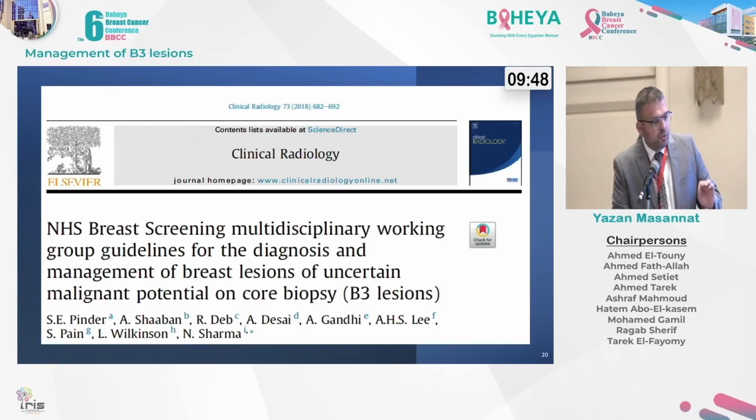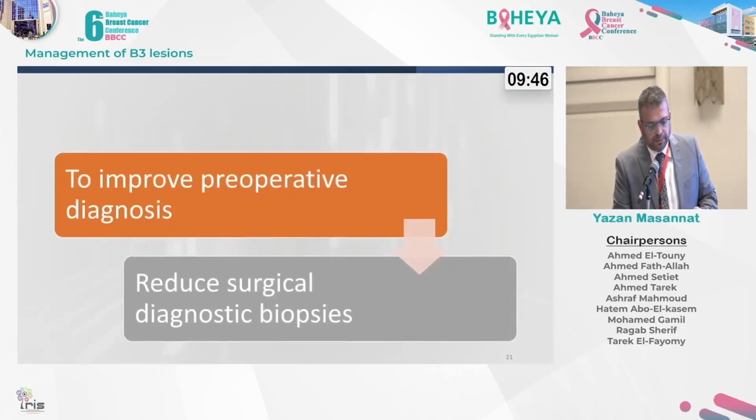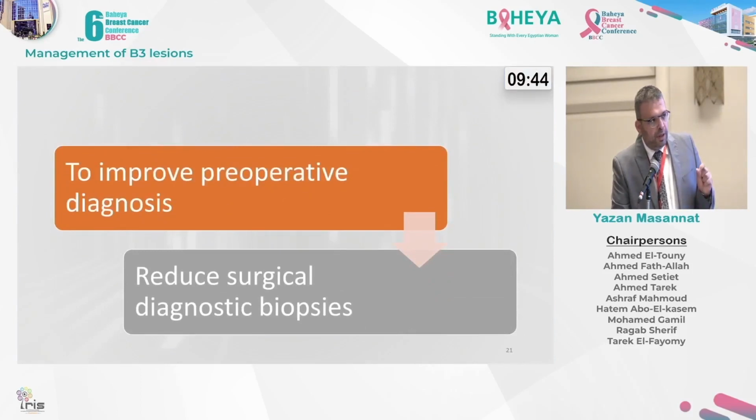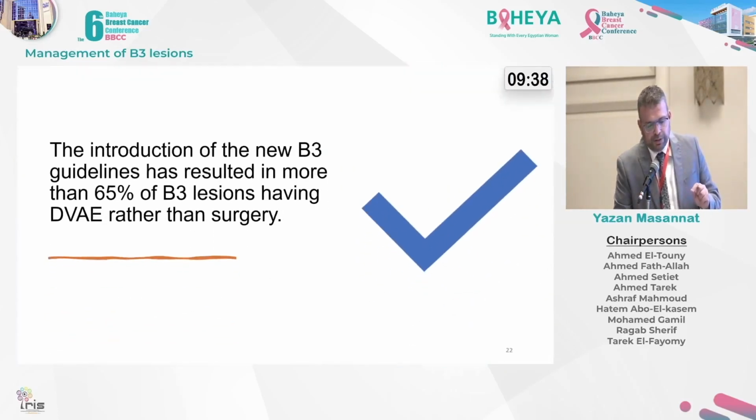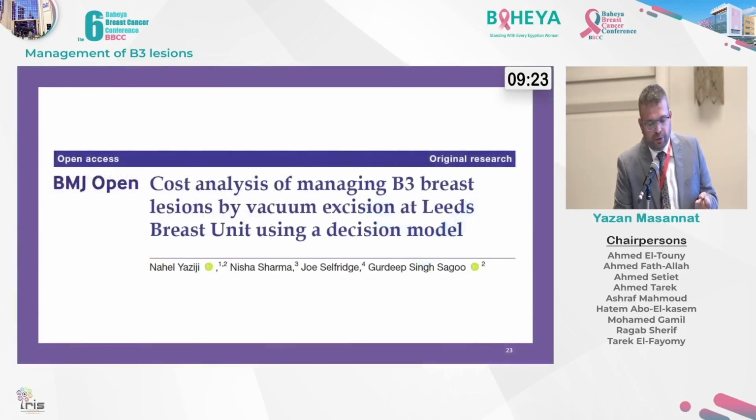The aim is to do less surgery if we can. So how can you do less surgery? By improving your preoperative diagnosis. You need to reduce the surgical biopsies, and this is by doing larger volume excisions. So with the new guidelines, nearly 2/3 of the B3 lesions that were operated on in the past, we're not operating on them anymore. They're just doing large volume excisions for them.